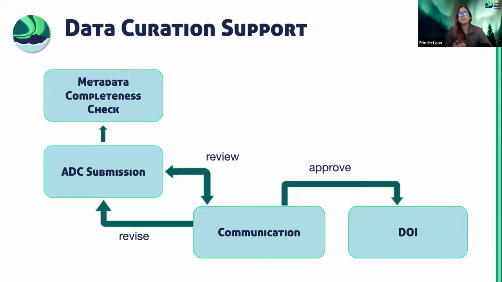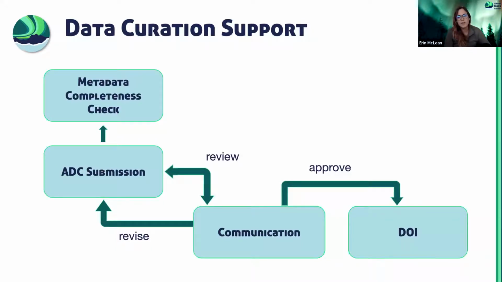So that metadata quality check, that's the automatic way that we ensure quality of data in our repository. But the real quality and curation support is done by our curation team. So the process by which data gets into the Arctic Data Center is iterative, which means that our team works with the submitter to ensure good quality and completeness.